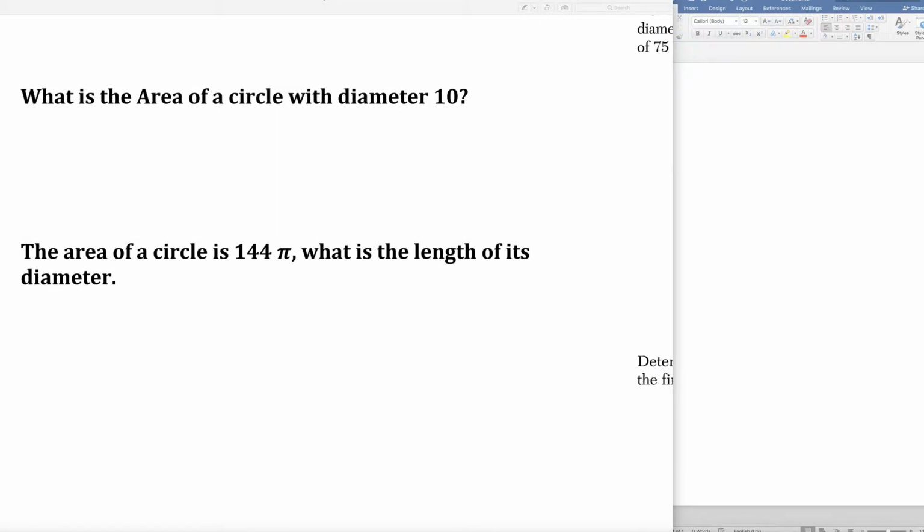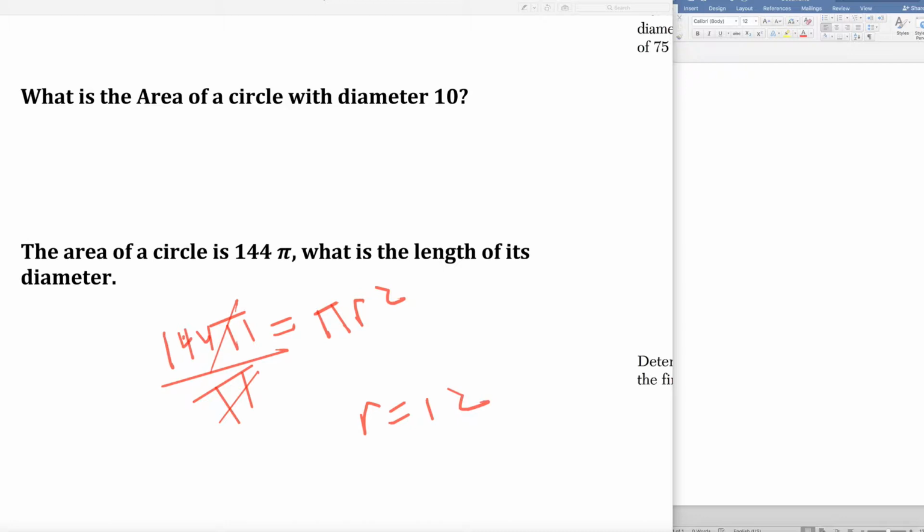And then working backwards again. So I have the area 144 pi equals pi r squared, and then divide by pi. The pi's go away, square root both sides. R equals 12, and diameter then is 24. Okay, so that's that.